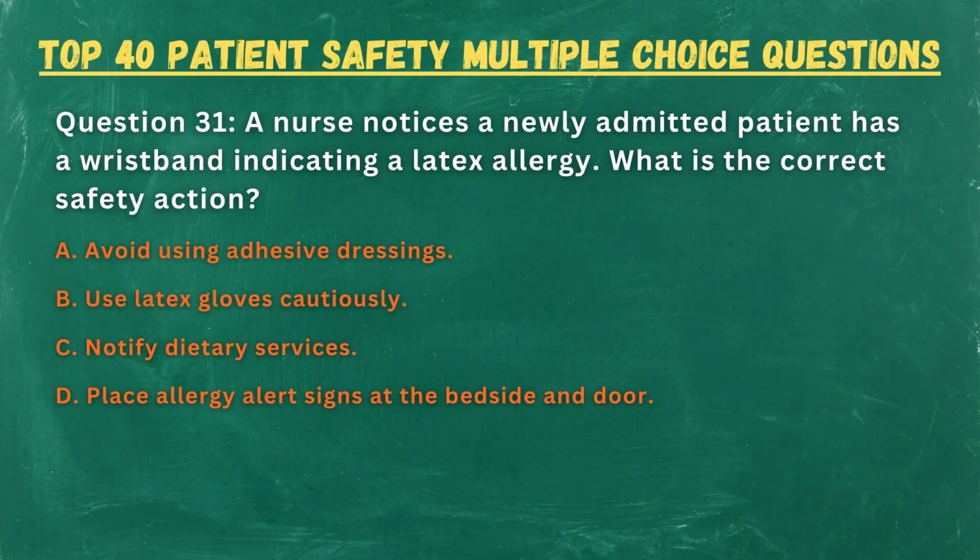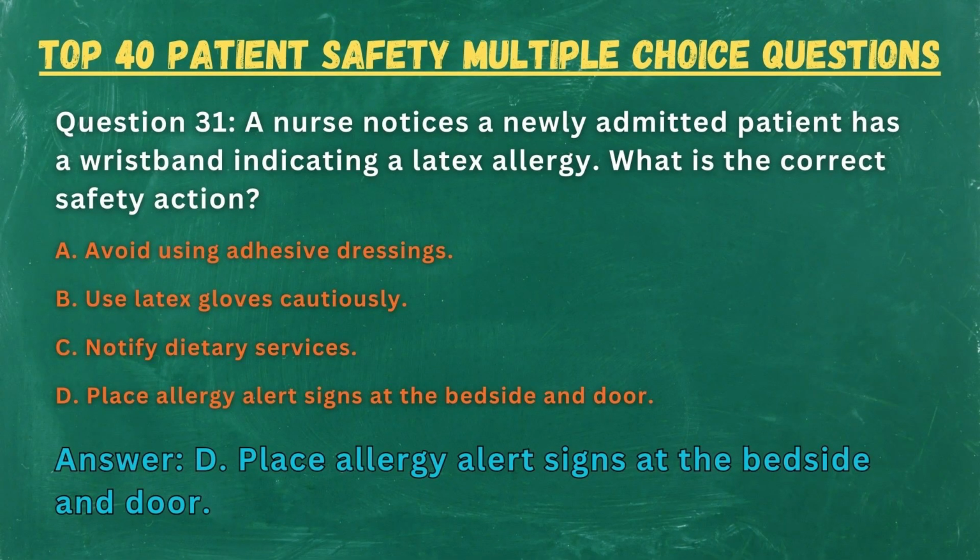Question 31. A nurse notices a newly admitted patient has a wristband indicating a latex allergy. What is the correct safety action? A. Avoid using adhesive dressings. B. Use latex gloves cautiously. C. Notify dietary services. D. Place allergy alert signs at the bedside and door. Answer. D. Place allergy alert signs at the bedside and door.